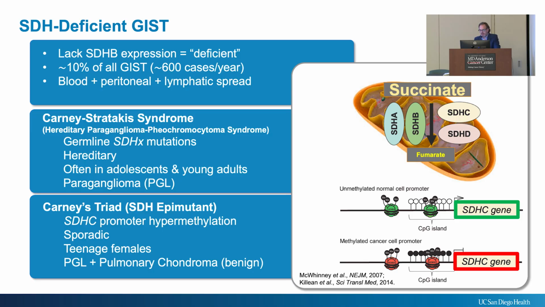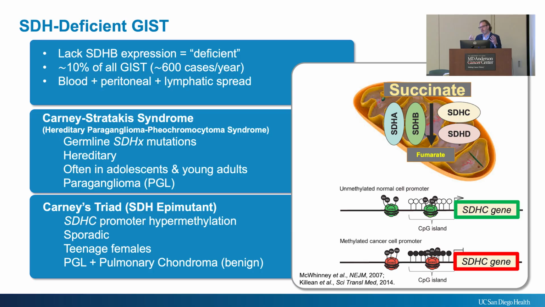And so what was described is that these patients with SDH hypermethylation, as we call it, are basically turning off the SDHC gene. So anytime one of these genes is either messed up by a mutation or by just being turned off, the whole complex falls apart.